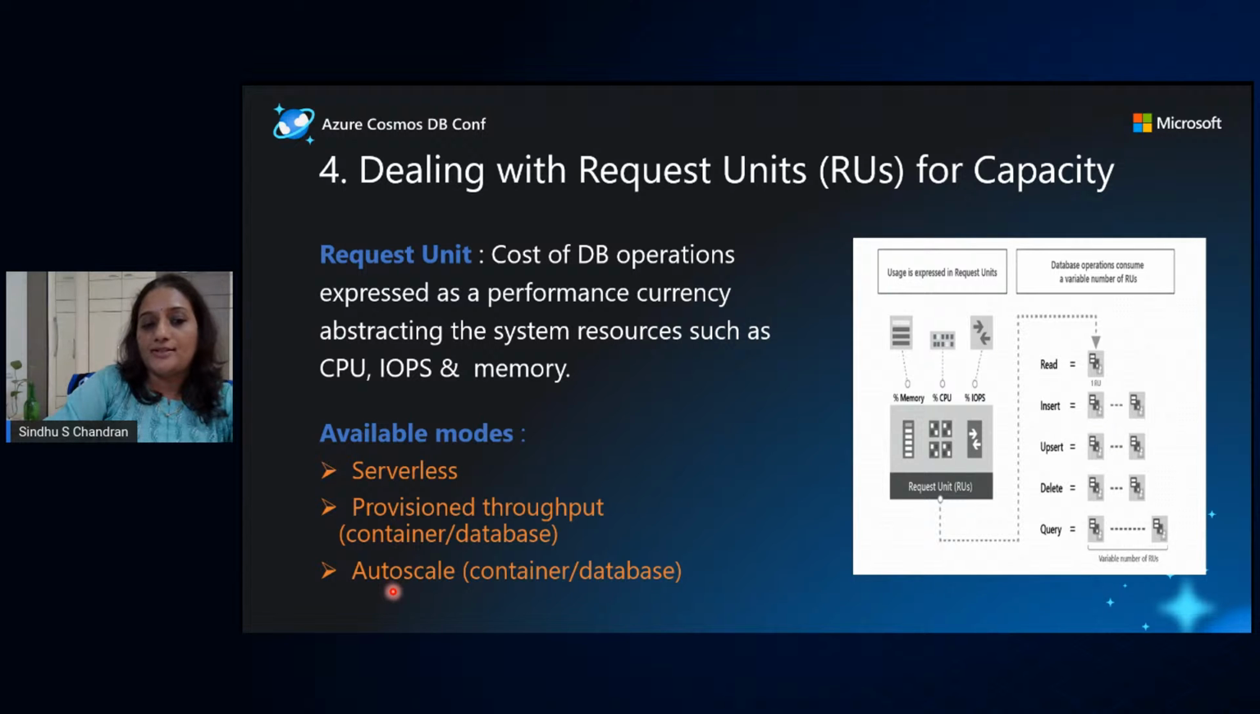And the other option is the autoscale, which again you can set at a container or database level. So where you pay 1.5 times the cost of the provisioned throughput, but then there is the option to scale between a range that is set. So one option would be to start with autoscale to avoid any limitations of lesser RUs, and then based on your usage, you could provision throughput to better manage your cost.